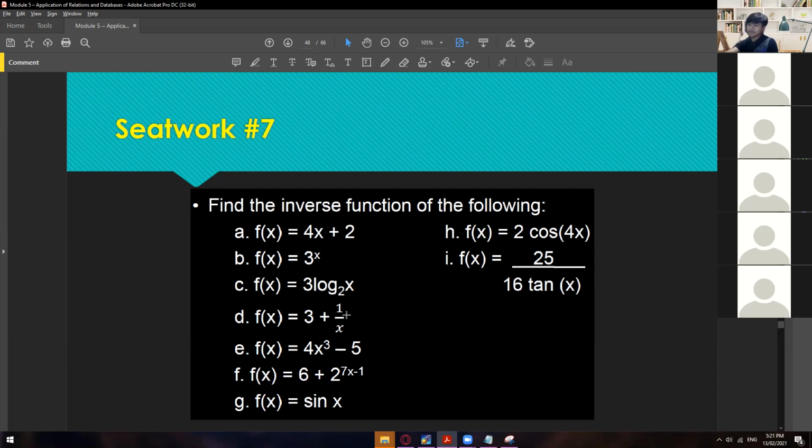Once you're done with those examples, then you may proceed in answering this Seatwork number 7. Just find the inverse function of the following. So we have a to i. All right, mapapalaban kayo dito. You really need to go back to your algebra 1 and 2, especially with those exponents. Maybe this one is a little bit hard, but the rest, super easy.